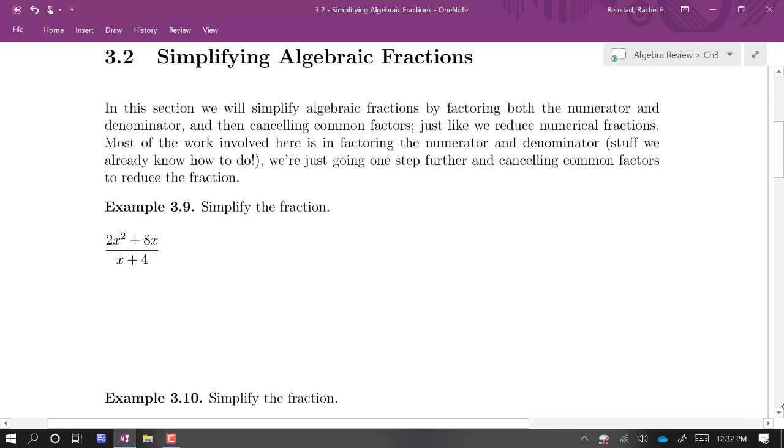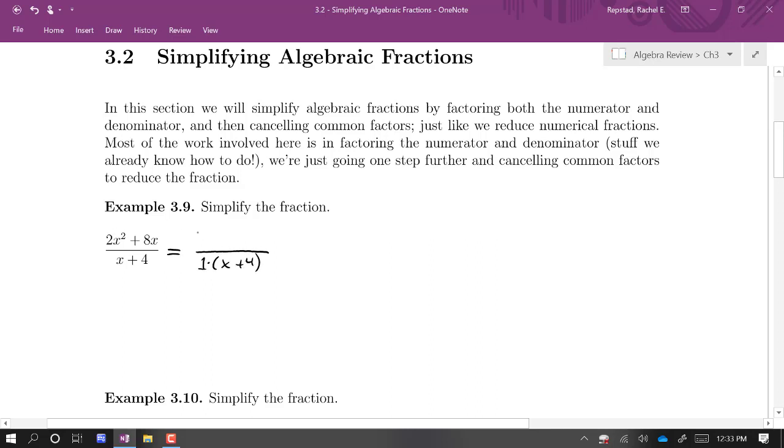So let's begin. In this example, we've got 2x squared plus 8x, and we're dividing that by x plus 4. Now we cannot cancel over addition. This x squared does not cancel with the x in the bottom. The 8 there does not cancel with the 4 that's in the bottom. But what we want to do is write the top and the bottom in factored form. The bottom is already factored, right? That's just 1 times x plus 4.